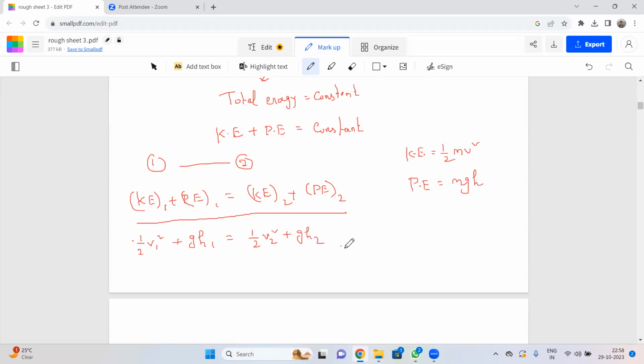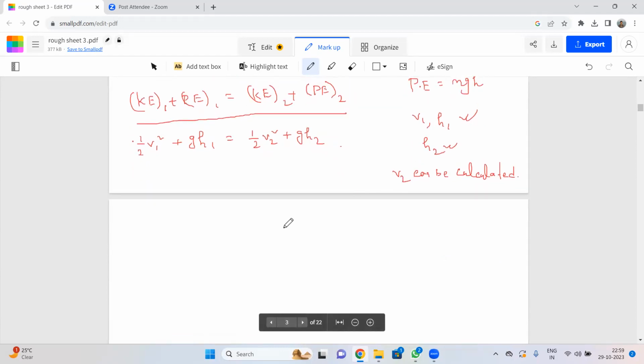So we can write in this way. Now, in this equation, at position 1, suppose you know everything, that is, the velocity V1 and the height H1. And it is given that at position 2 you know the height, so H2 is given to you. So using this equation, you can find the value of V2. After solving, you know V1, V2, and you know H1, H2.